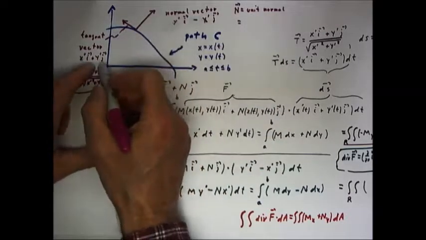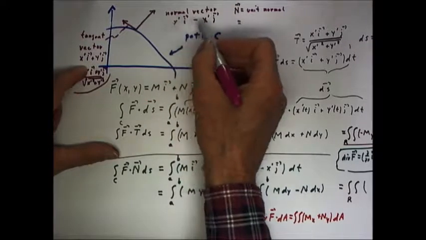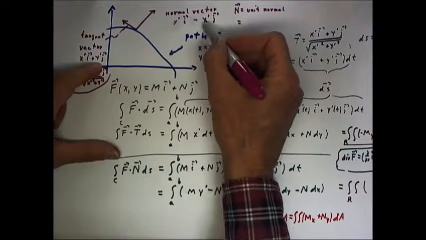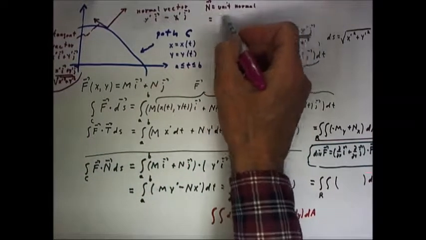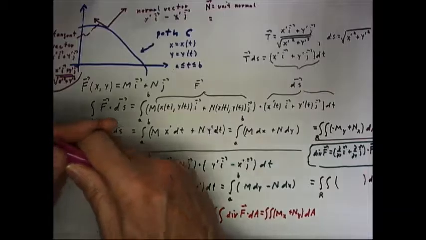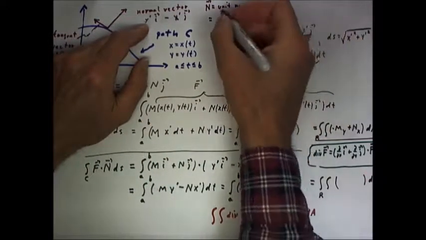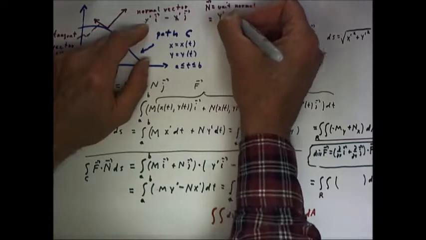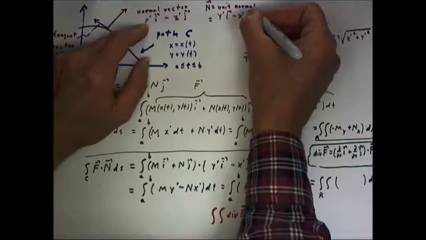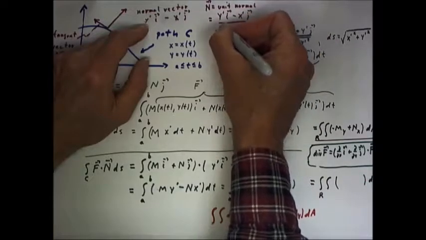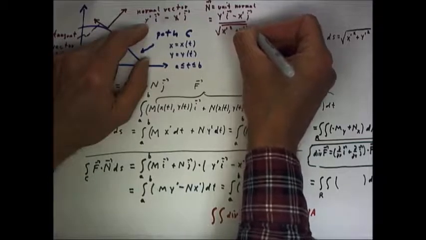And we can verify that also by just taking the dot product. We get x prime y prime minus y prime x prime. We get 0. Now we want to really grab onto the unit normal, which is going to just be our normal vector divided by its magnitude. That's going to be y prime i minus x prime j divided by the square root of x prime squared plus y prime squared.